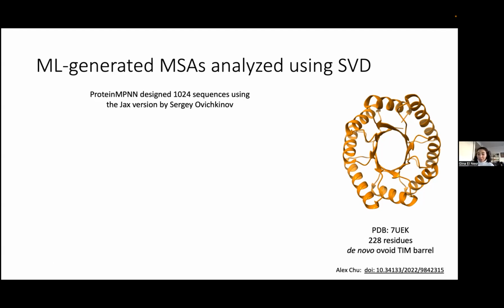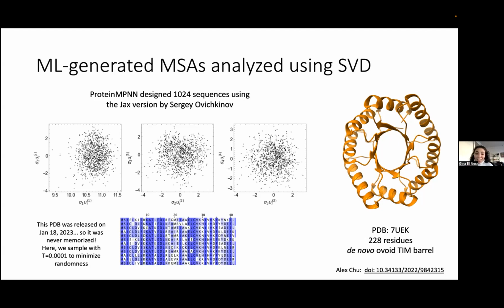So I had a design on this ovoid TIM barrel and I projected it. And there's absolutely no pattern. It's just a lot of dots everywhere. This is sampled with the lowest temperature. I wanted to minimize the randomness and see if there was actually anything that it was learning significantly. But if you look at the sequence, there's a lot of random choices being made. This is 228 residues, so it's pretty long. Most of the multiple sequence alignment looks like this. There are very few, relatively speaking, highly conserved residues occurring in there.